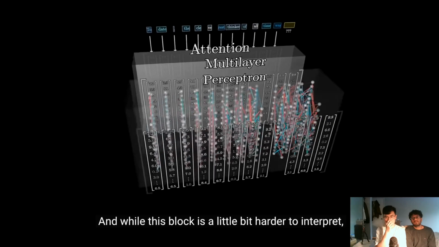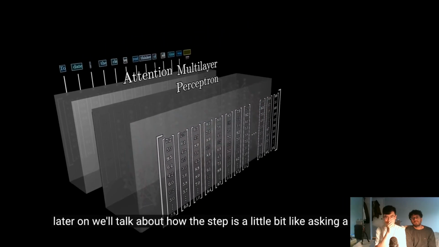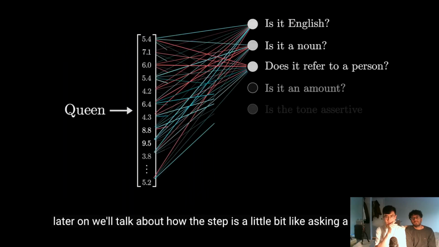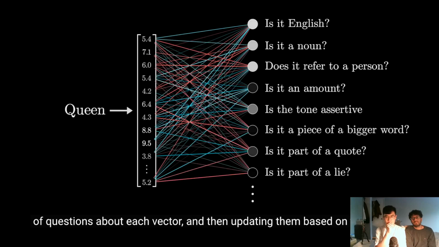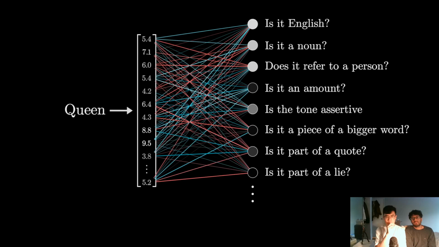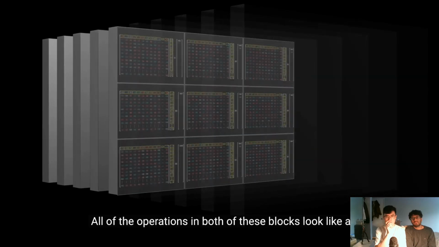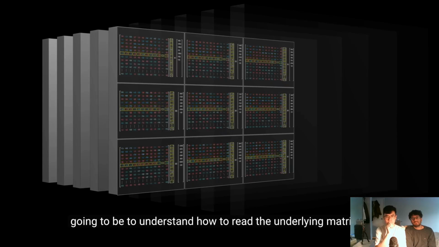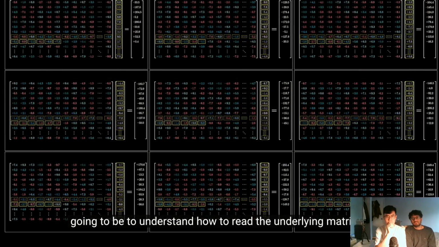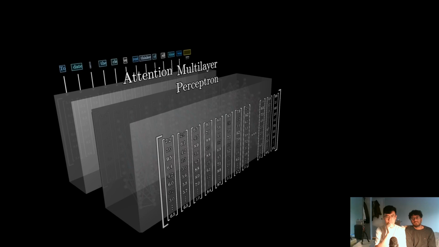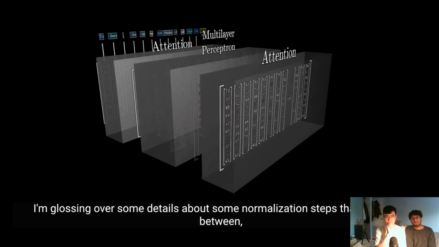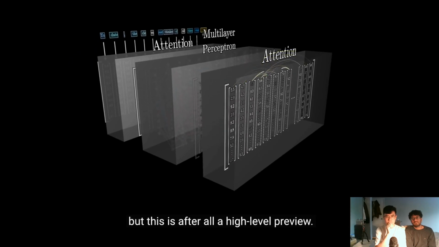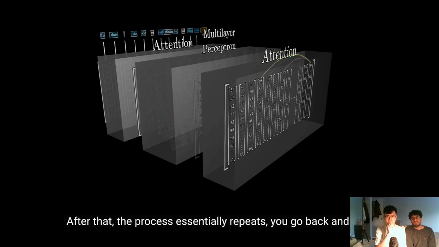And while this block is a little bit harder to interpret, later on we'll talk about how the step is a little bit like asking a long list of questions about each vector and then updating them based on the answers to those questions. All of the operations in both of these blocks look like a giant pile of matrix multiplications, and our primary job is going to be to understand how to read the underlying matrices. I'm glossing over some details about some normalization steps that happen in between, but this is, after all, a high-level preview. After that, the process essentially repeats.